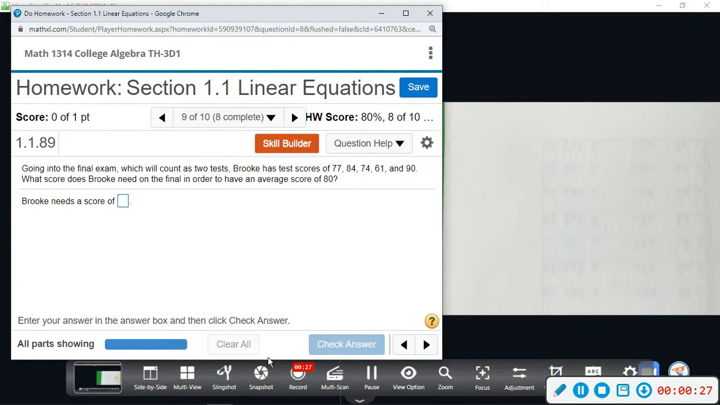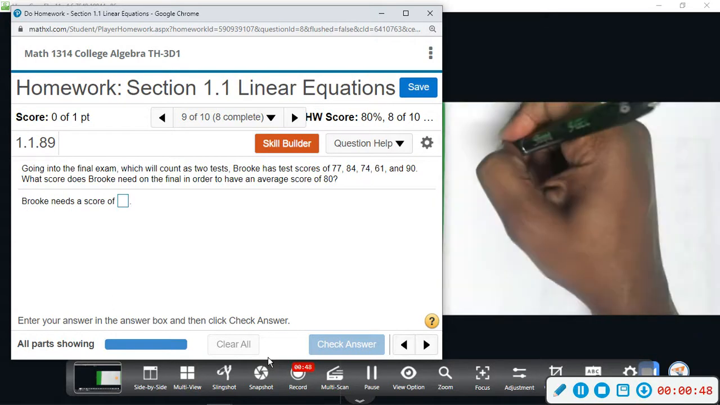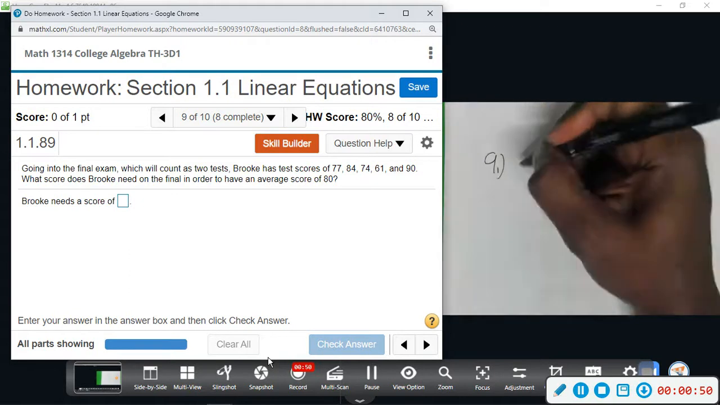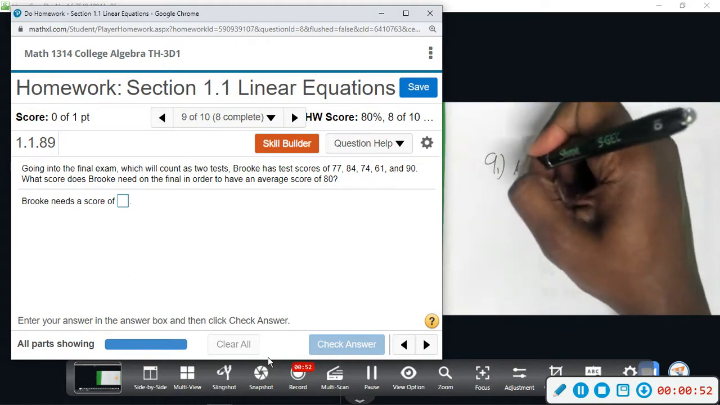Okay, so in order to find average, we know we need to add up all the amounts and divide by the total number of scores we have. There's a little twist that you have to be mindful of. The final exam is going to count as 2 tests. So to find average, I'm just going to say A stands for average.